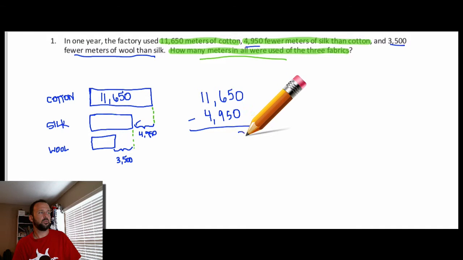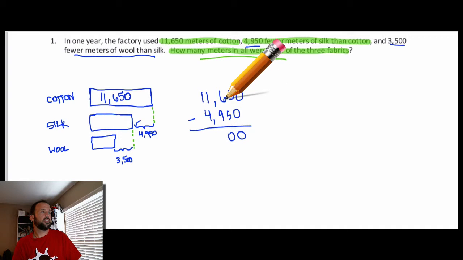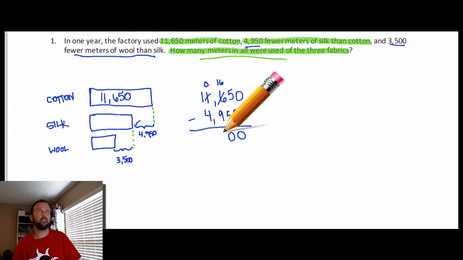0 minus 0 would be 0. 5 minus 5 would be 0. 6 minus 9. Ooh, can't do that. So I'm going to have to borrow. So I'm going to borrow this 1,000 here. So I don't have any thousands left. And I'm going to turn that 1,000 into 10 hundreds. So I'll add the 10 hundreds to the 600s I already have. That will give me 1600s. Okay, so 16 minus 9 will give me 7.